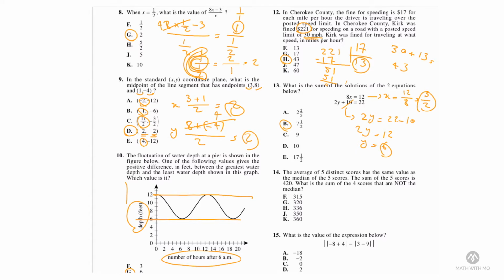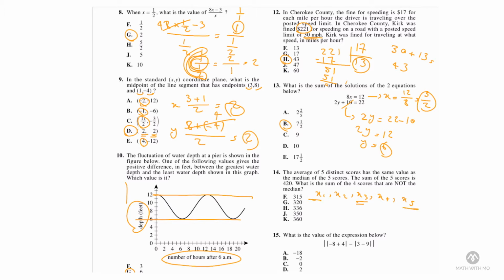Number 14. The average of 5 distinct scores has the same value as the median of the 5 scores. The sum of the 5 scores is 420. What is the sum of the 4 scores that are not the median? So what does that mean? What is the median? Median is the middle number, that half of the data is above and half of the other data is below. So because we have 5 numbers, let's say we show it x1, x2, x3, x4, and x5, right? So x3 is the median. It goes from lower to higher, right?